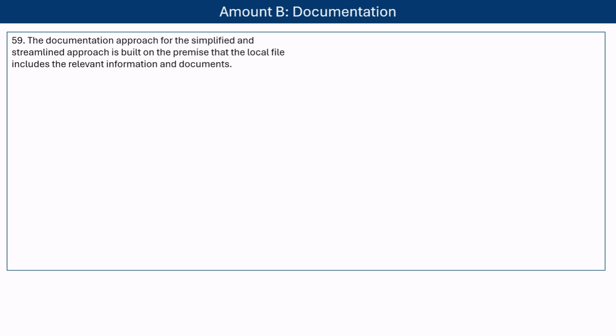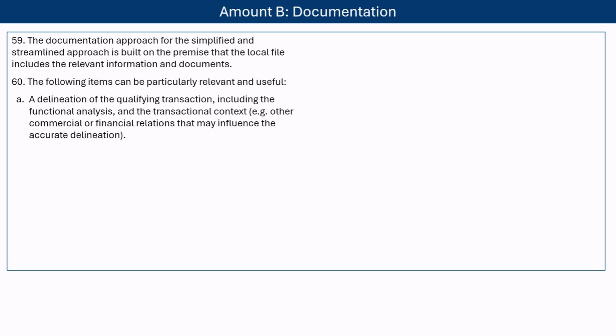If we look at the documentation which is required, the OECD takes a very pragmatic approach within certain limitations. It says the documentation approach for a simplified and streamlined approach is built on the premise that a local file includes the relevant information and documents. So basically you have everything you need. The following items can be particularly relevant and useful in the local file: A, the delineation of the qualifying transaction, including the functional analysis and transactional context, e.g. where commercial or financial relations may influence the accurate delineation.